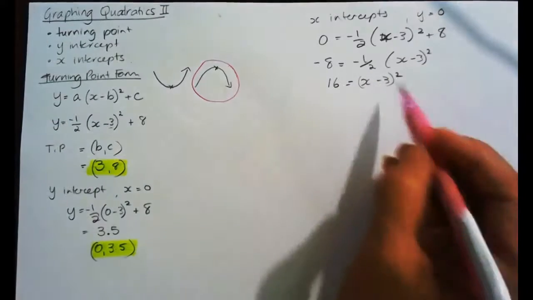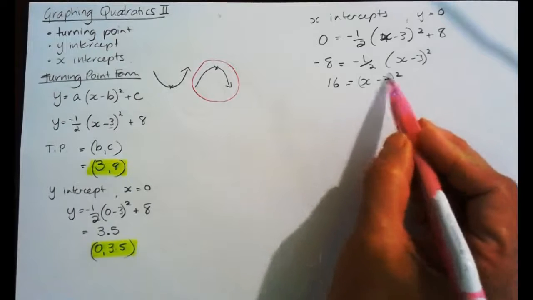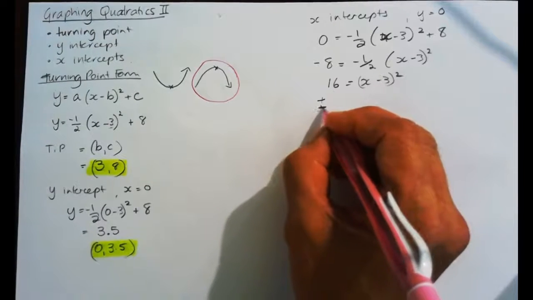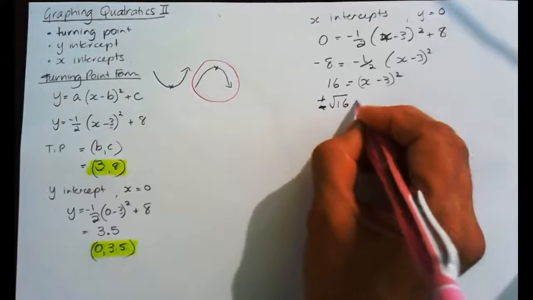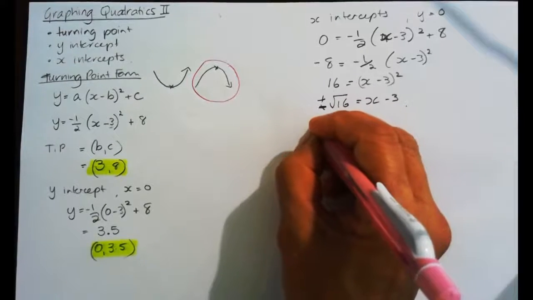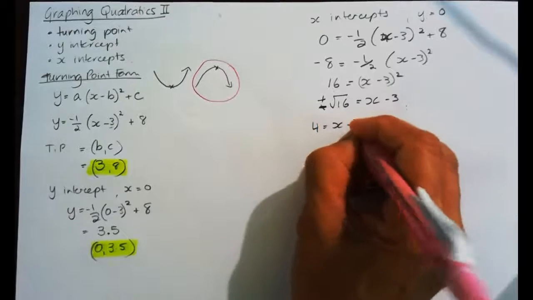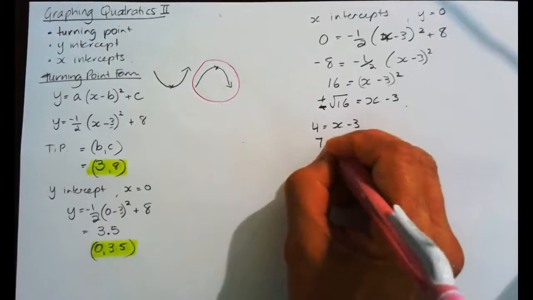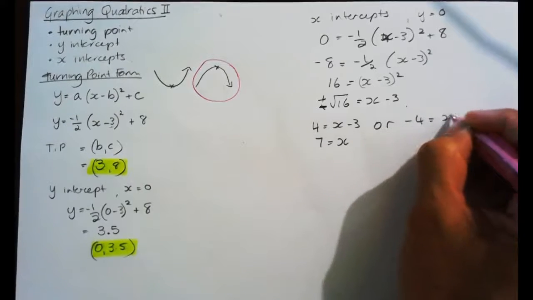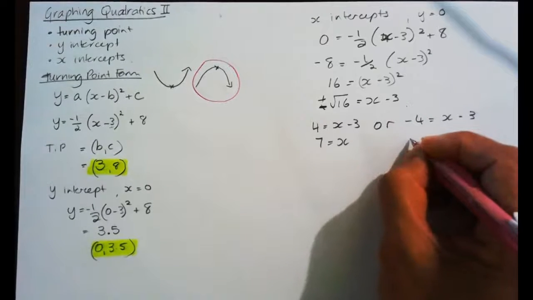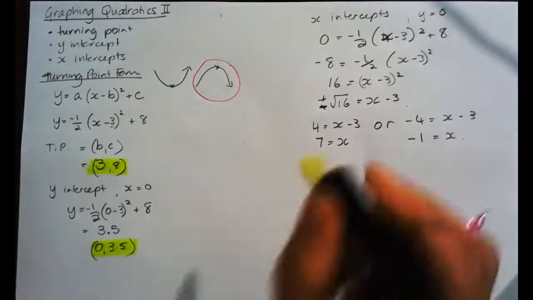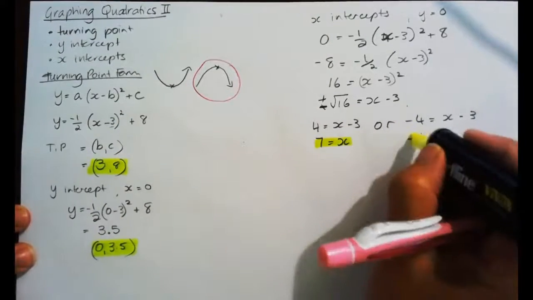Now remember, we're going to have two solutions because I can have plus or minus the square root of 16 equal x minus 3. So 4 can equal x minus 3, so x can equal 7. Or negative 4 equals x minus 3, so x can equal negative 1. So there are our two x-intercepts.